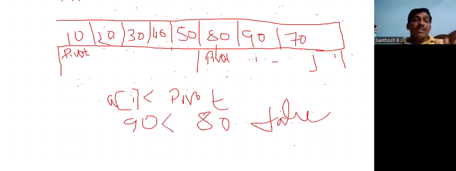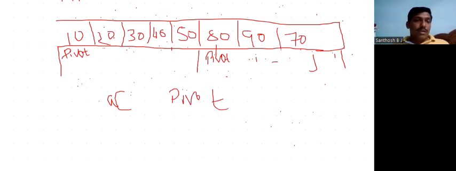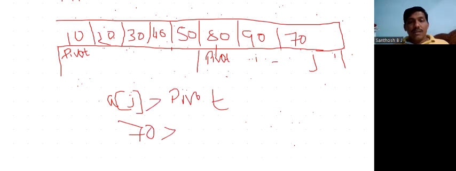Next, compare with J. What is the condition for J? A of J is greater than the pivot value. What is the value of J? 70 is greater than 80?